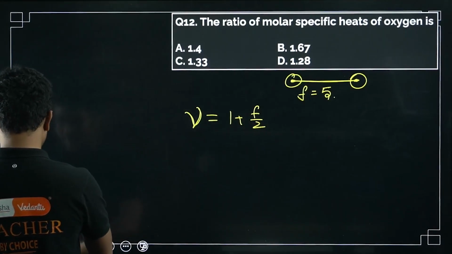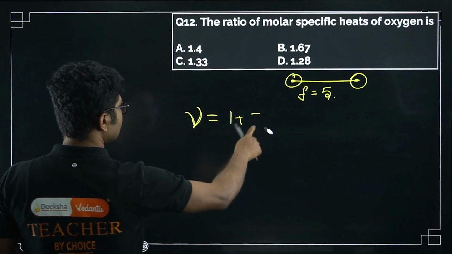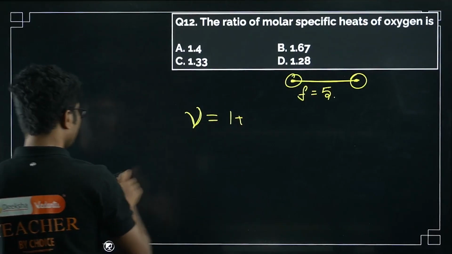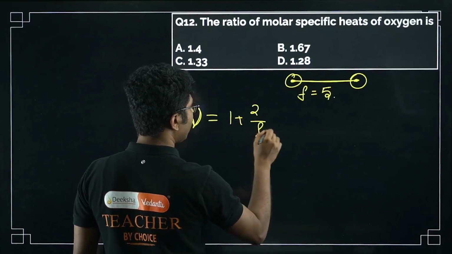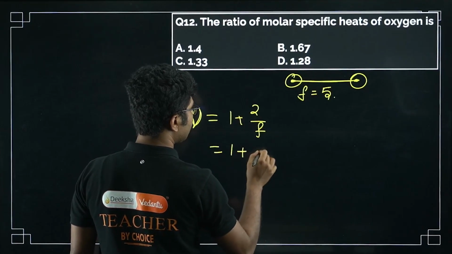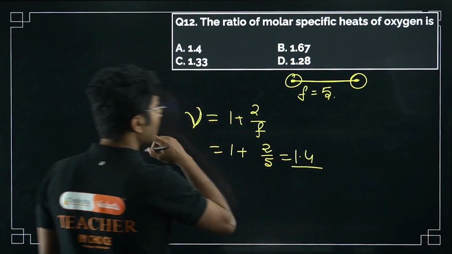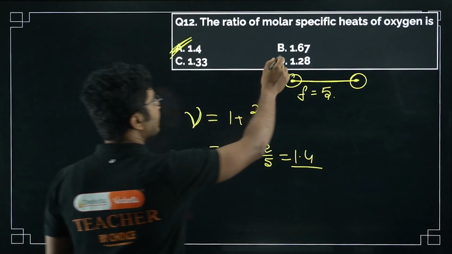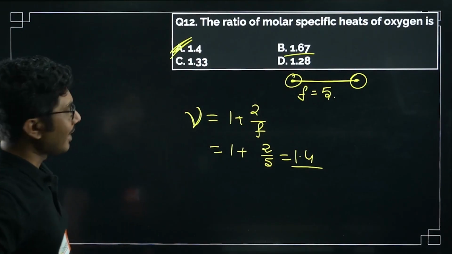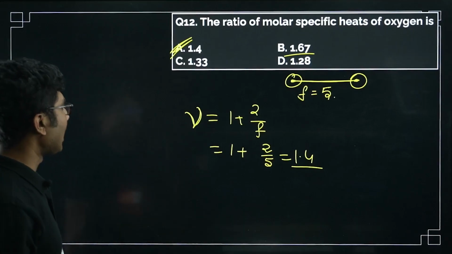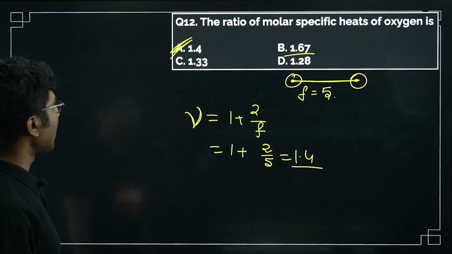1 plus 2 by F. So the value of gamma is 1 plus 2 by F. So it is 1 plus 2 by 5, that is 1.4. So the answer is 1.4. 1.67 is for monoatomic, right? For triatomic, the number varies largely. So this is the answer for diatomic.